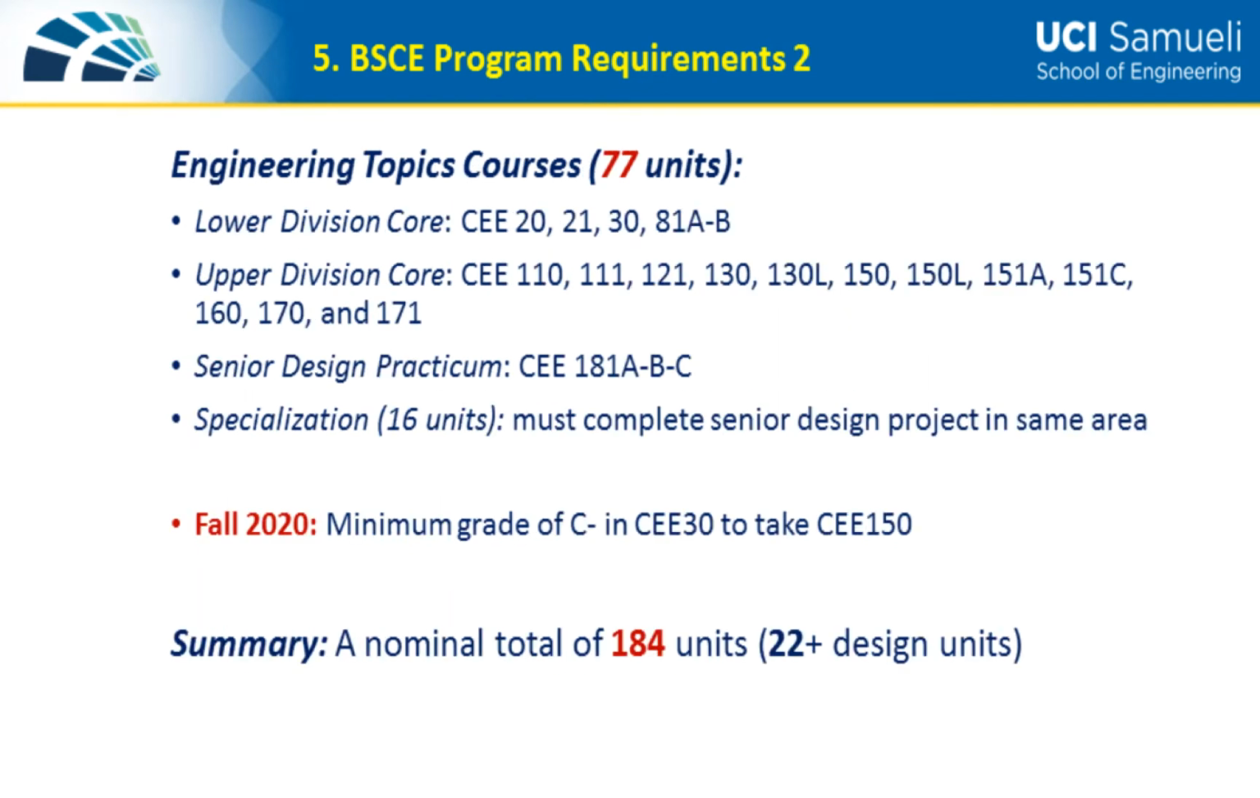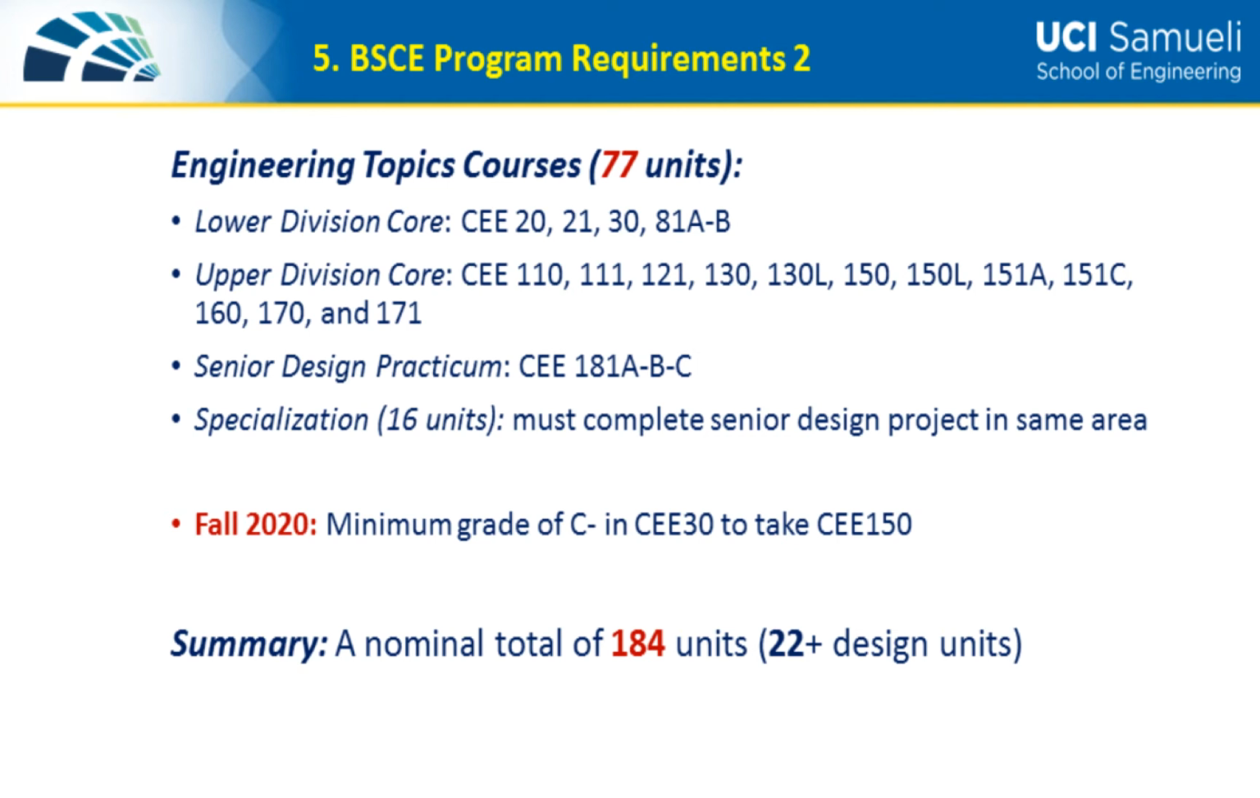The largest portion of the BSCE program is unsurprisingly civil engineering courses. In the lower division, your first 2 years, in addition to the math and science requirements, you will take 5 core courses, CE 20, 21, 30, and 81A and 81B. Note that in our BSCE program, courses that end in a 0 or a 1 are required.